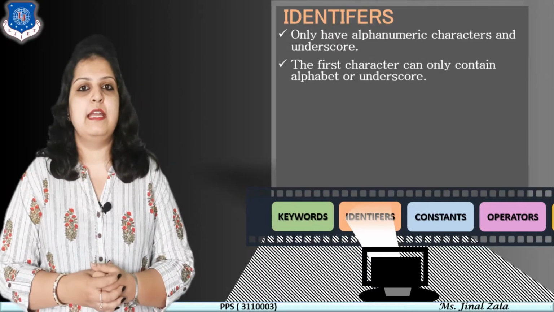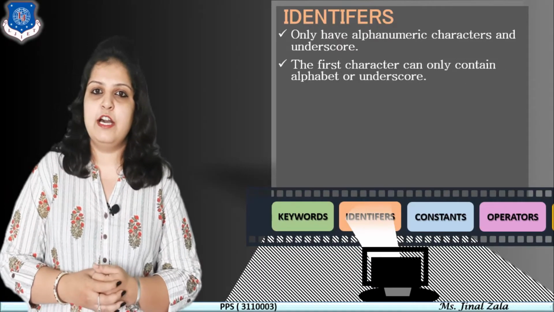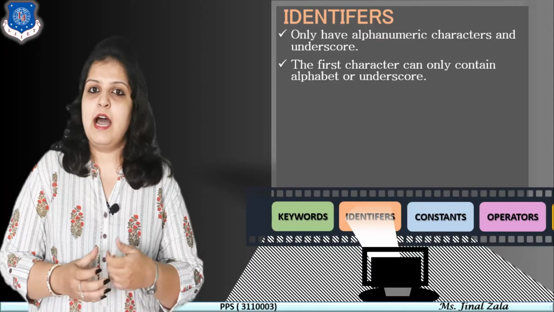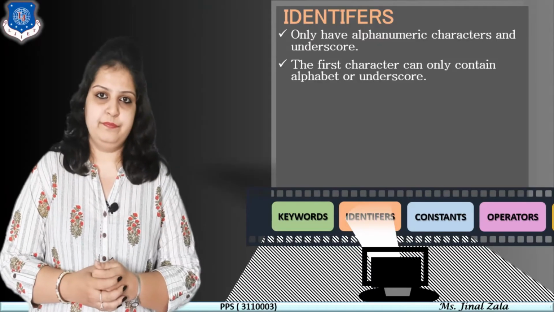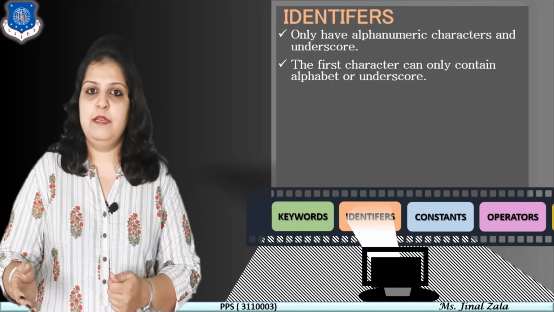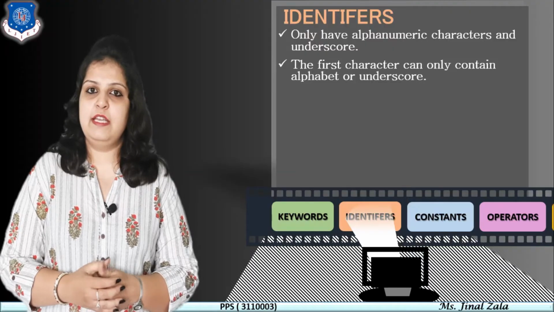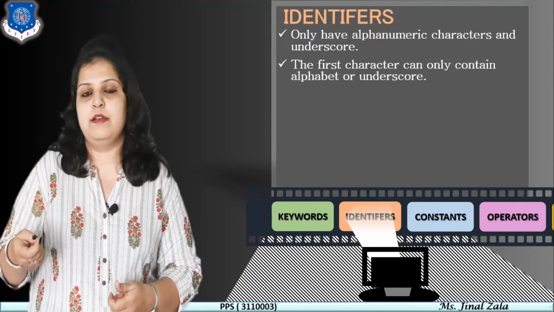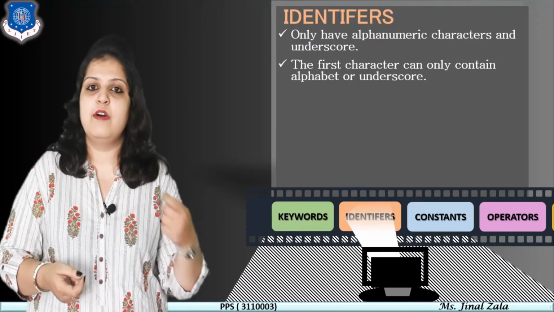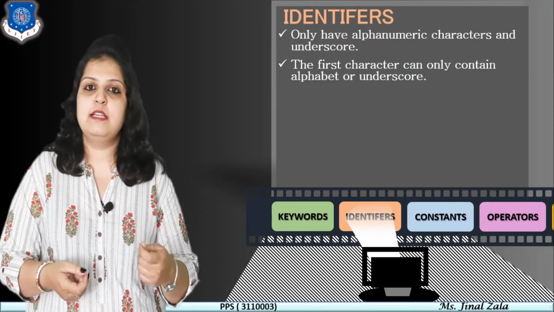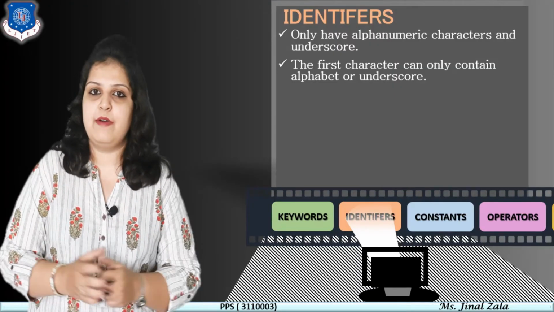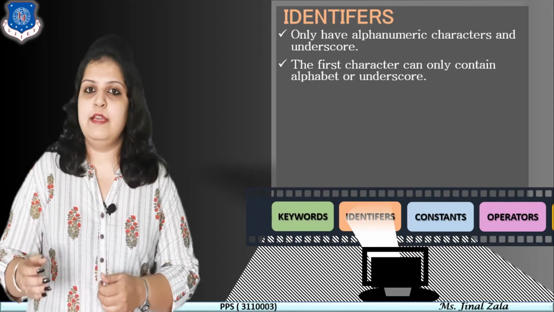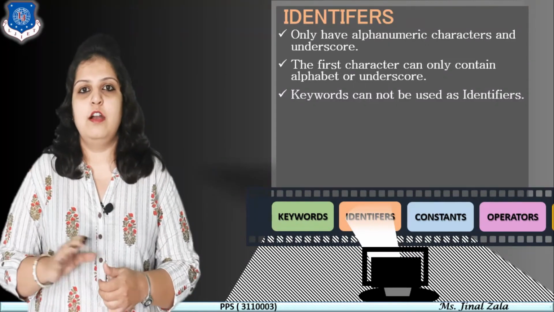Then what is the second rule? The first character can only be an alphabet or underscore. Means as I said, we can write the example A1, but we can't write 1A because the first character can never be a numeric value. It will always be an alphabet or underscore.